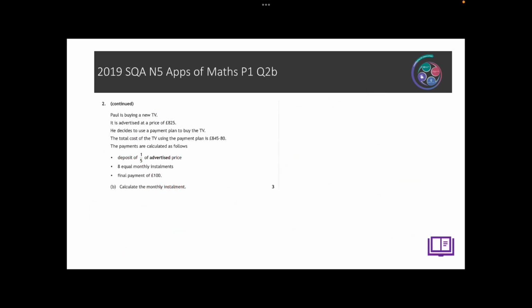So moving on to question 2b. Paul is buying a new TV. It is advertised at a price of £825. He decides to use a payment plan to buy the TV. The total cost of the TV using the payment plan is £845.80. The payments are calculated as follows. Deposit of 1/5 of the advertised price, 8 equal monthly instalments, final payment of £100. Calculate the monthly instalment.